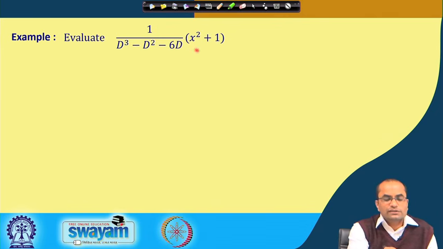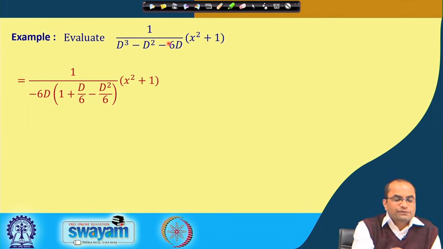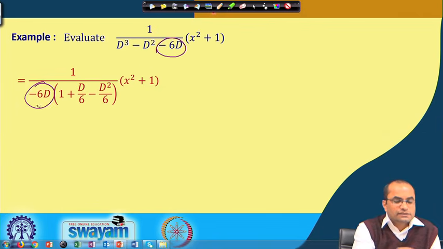So here we have x square plus 1, this polynomial term, and 1 over D cube minus D square minus 6D. What we will do is take the lowest order term from this denominator, that is minus 6D, common. Then this will be 1, and here we have minus D square. The minus has been taken out, so we will have plus there, and then we have D over 6 and here minus D square by 6.